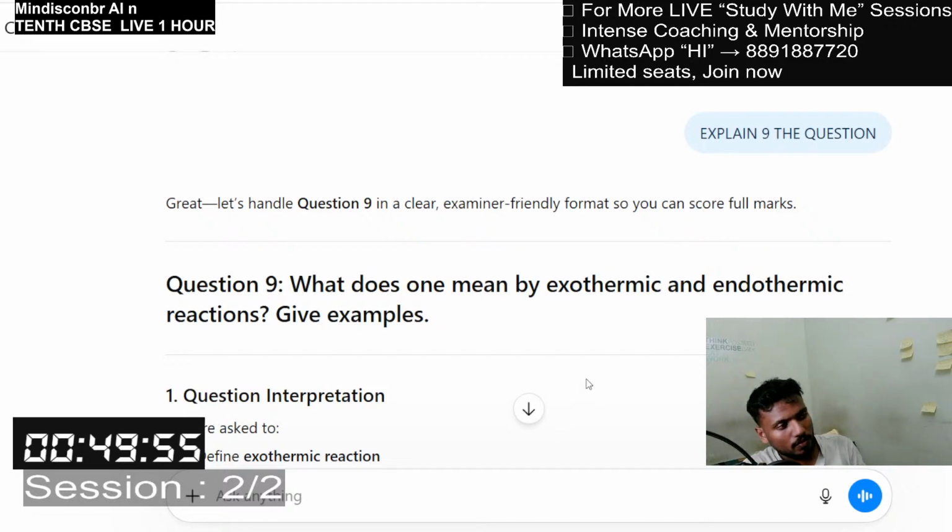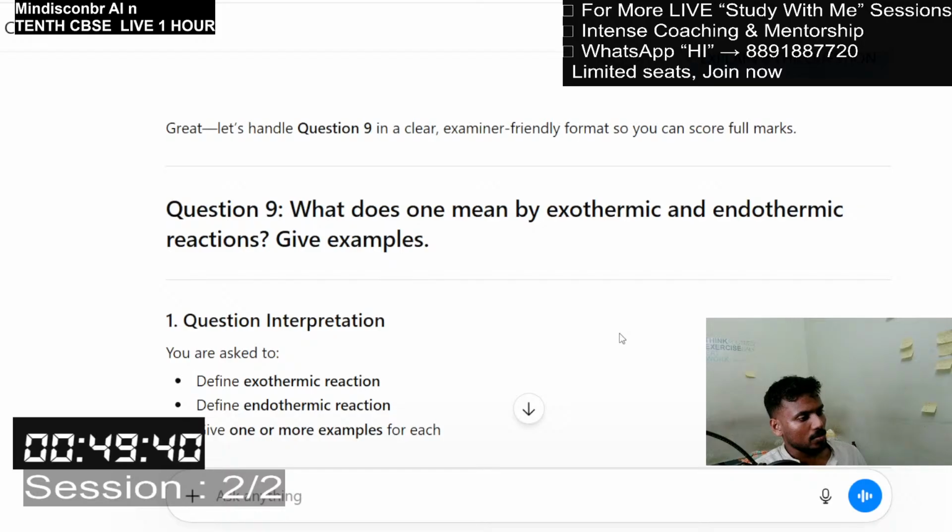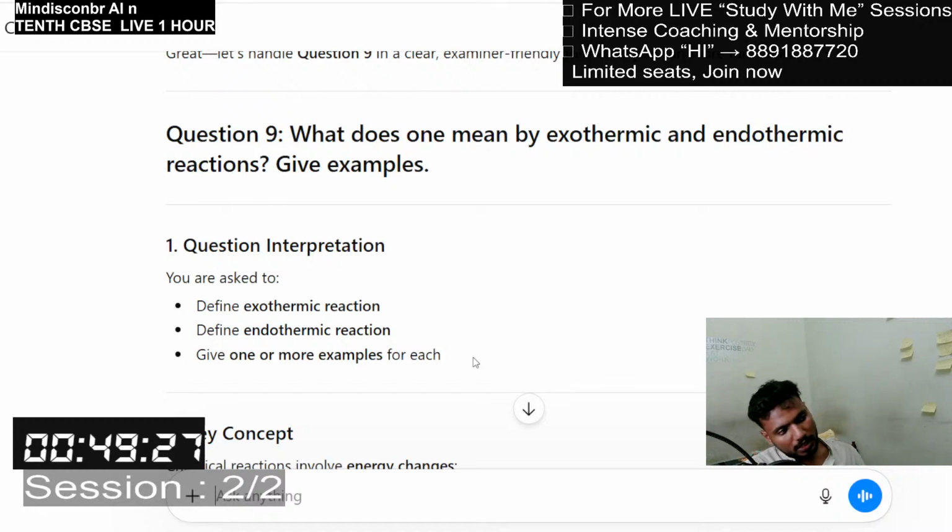What does one mean by exothermic and endothermic reactions? Give examples. Question interpretation: you are asked to define exothermic reaction and define endothermic reaction, and give one or more examples for each.